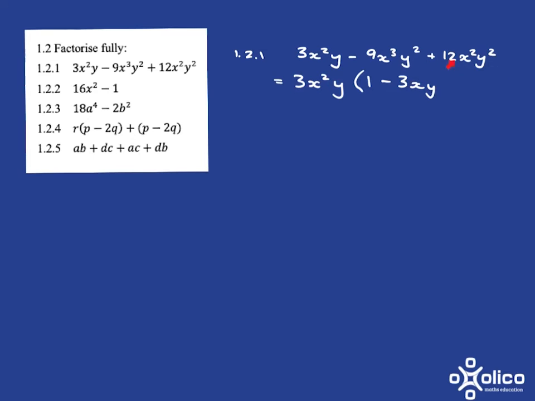And then I look at my last term, and what's going to be left of the 12? 12 divided by 3 is 4. From the x squared, I've taken out an x squared, so nothing left. Y squared, taken out a y, so there's just y left. And there's nothing more for me to do there.